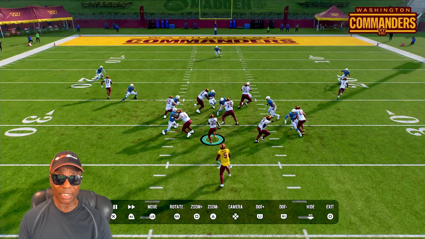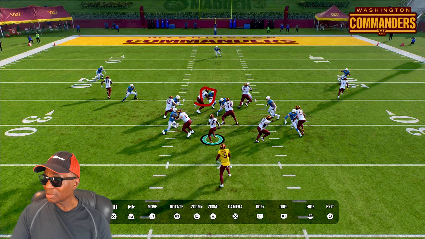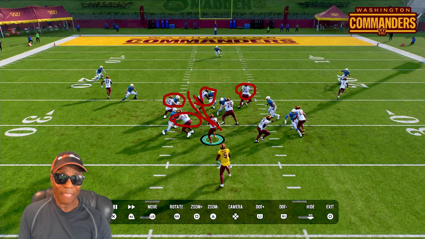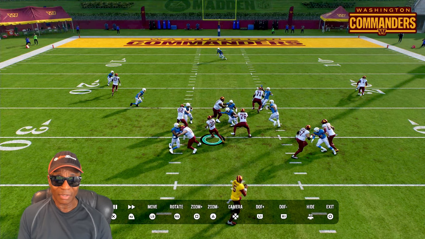Look at this, guys. Everybody made the block. Look at that. We got the Mike taken care of. We just got to get through here. We got blocks here to affect the play. Look, there's the lane right there. That's all we got to do, guys. But look at it. Let me erase this. Look at that. There's the hole.